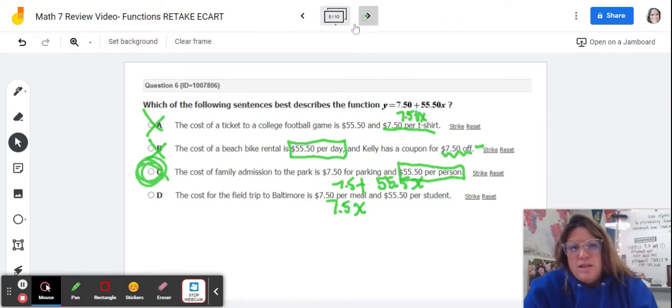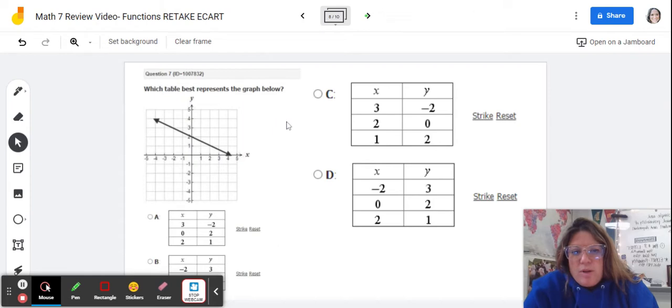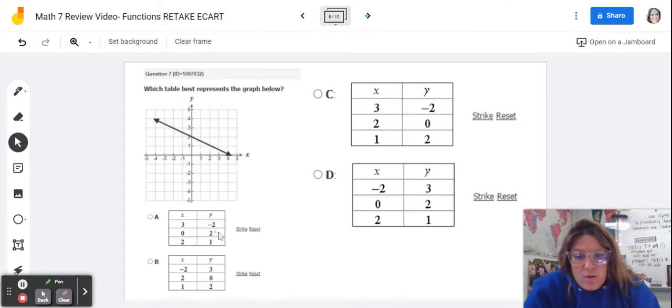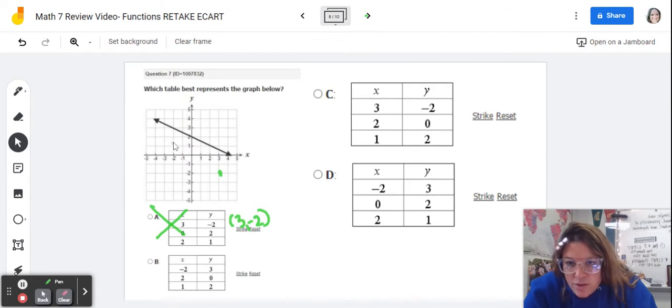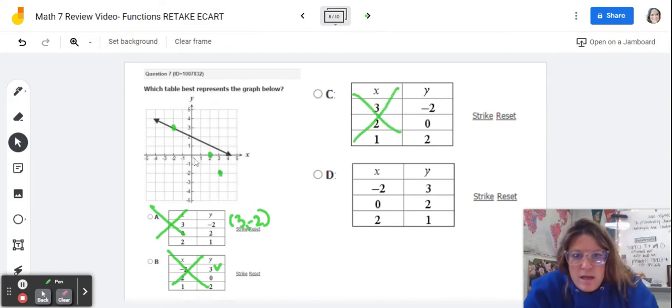All right, number 7. Which best describes the graph below? So now we're matching a graph to an XY table, which just has all the points on it. So (3, -2) is a point, and I'm going to check to see if it's on here. (3, -2), nope, so it's not A. All right, (-2, 3): -2, up 3, yep, that one works. (2, 0): I go right 2, and I don't go up. Nope, not it. (3, -2), nope, so it should be D. (-2, 3), (0, 2), (2, 1). It is D.